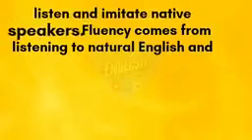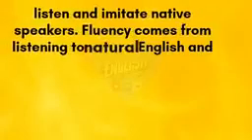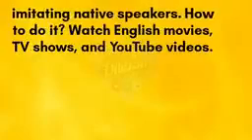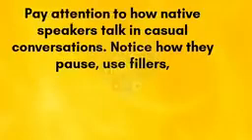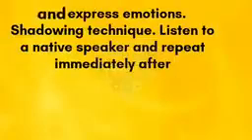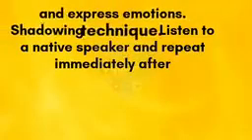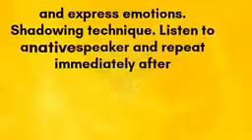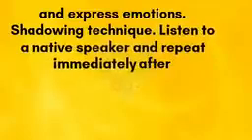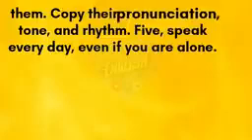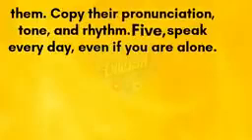4. Listen and imitate native speakers. Fluency comes from listening to natural English and imitating native speakers. How to do it? Watch English movies, TV shows, and YouTube videos. Pay attention to how native speakers talk in casual conversations. Notice how they pause, use fillers, and express emotions. Shadowing technique. Listen to a native speaker and repeat immediately after them. Copy their pronunciation, tone, and rhythm.